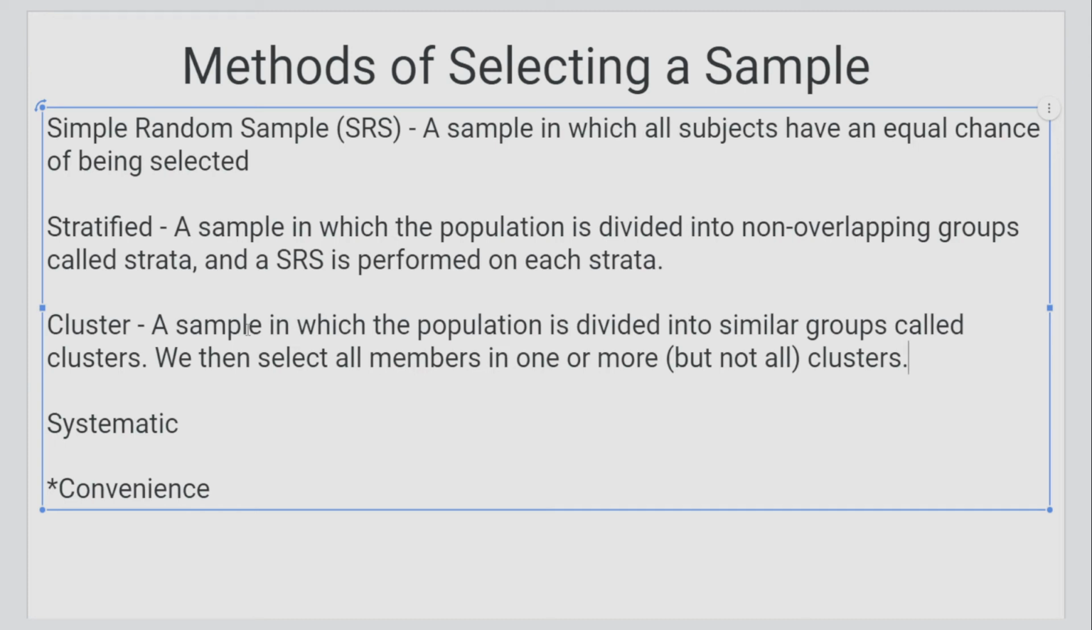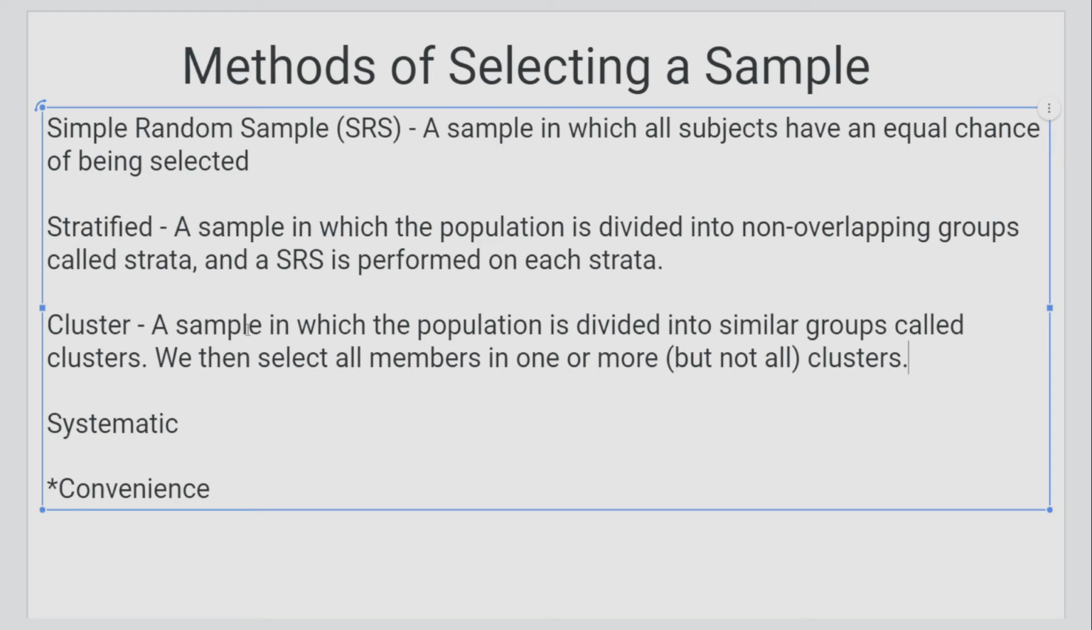So for example, in stratified, I gave the example of grade levels, right? First grade, second grade, third grade, fourth grade, and so on. A first grade group, the strata first grade, is not the same as the strata 12th grade, right? They are very different groups. In a cluster, we want each of these groups to be similar.